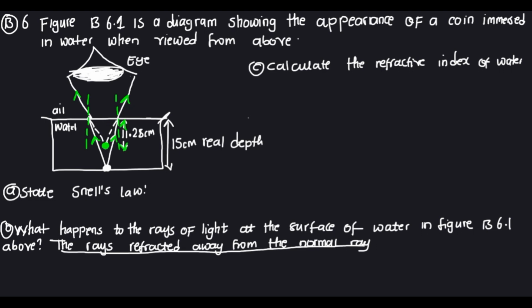Now let's look at question C. Here we want to calculate the refractive index of water, based on the data that we have. From this diagram, we can see that we have the real depth and the apparent depth. So the refractive index of water, given real depth and apparent depth, is equal to the real depth on top divided by the apparent depth. The symbol for refractive index is small letter n. Then the real depth here is 15 centimeters over the apparent depth, which is 11.28.